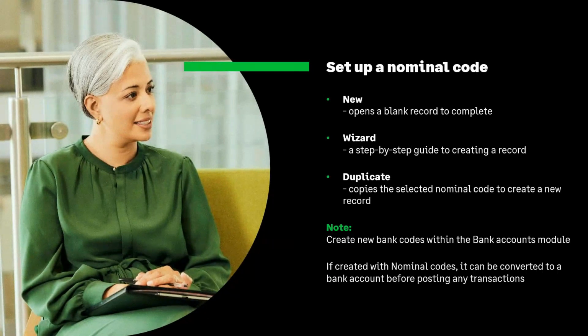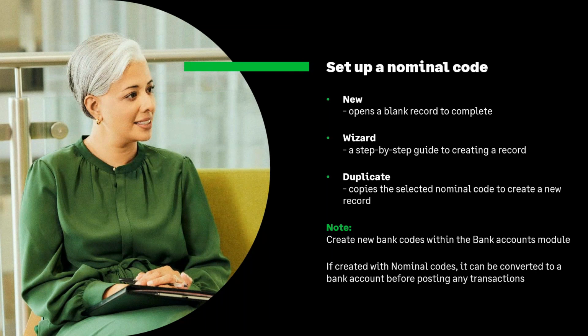Right, before we move on to a few more demos, I just want to quickly cover setting up a nominal code and what options you've got. So when you go into the nominal codes window, you'll have a number of options along the top. New will open a blank record and ask you to complete that.